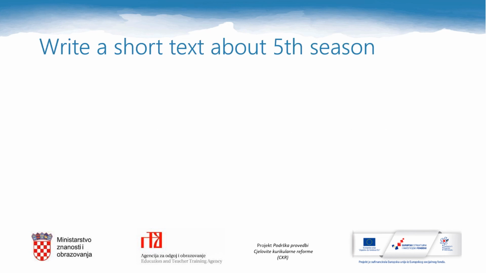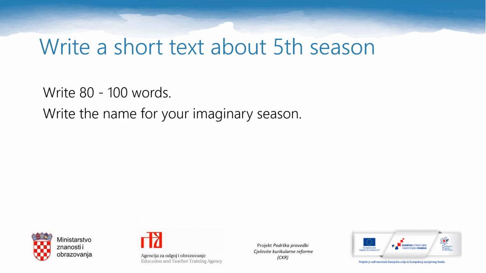Now it's time for your homework. And your homework is to write a short text about the 5th season. What does it mean? Well, you have to invent a new season that doesn't exist now. Use your imagination and be creative. You should write 80 to 100 words. You should give your imaginary season a name. You should describe the nature.